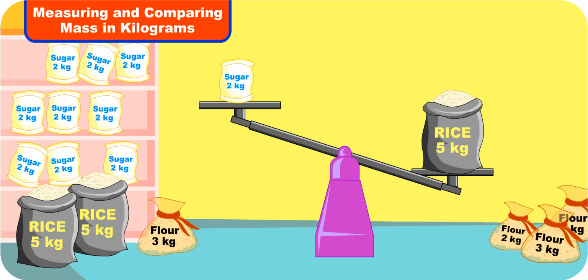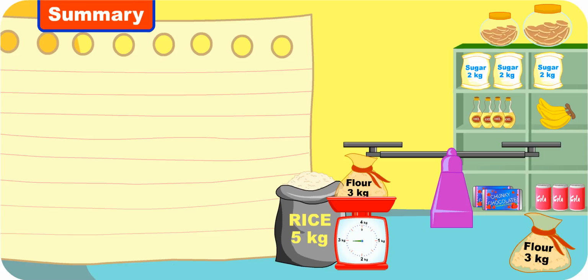A balance can be used to measure mass as well as to compare the masses of two objects. We are comparing mass when we place two objects of different masses on each end of the balance. Can you tell me which is heavier? Can you remember all that I've taught you today?